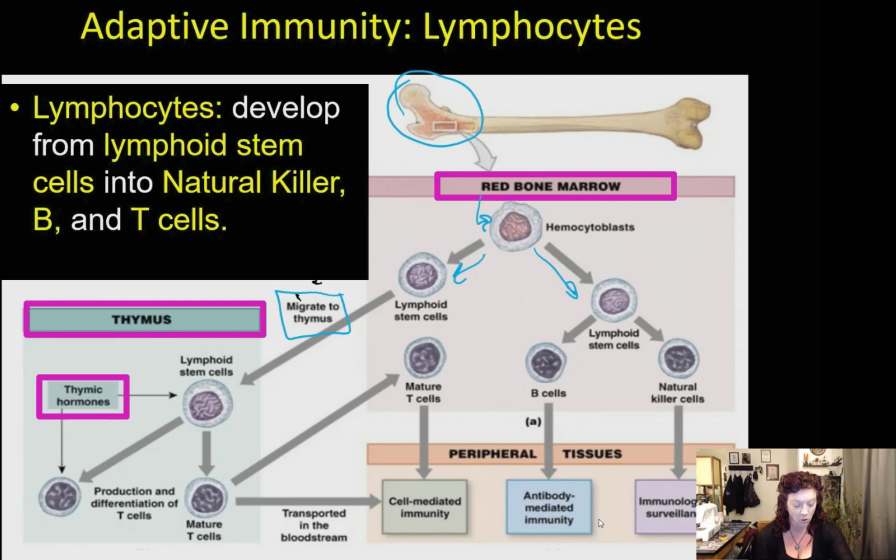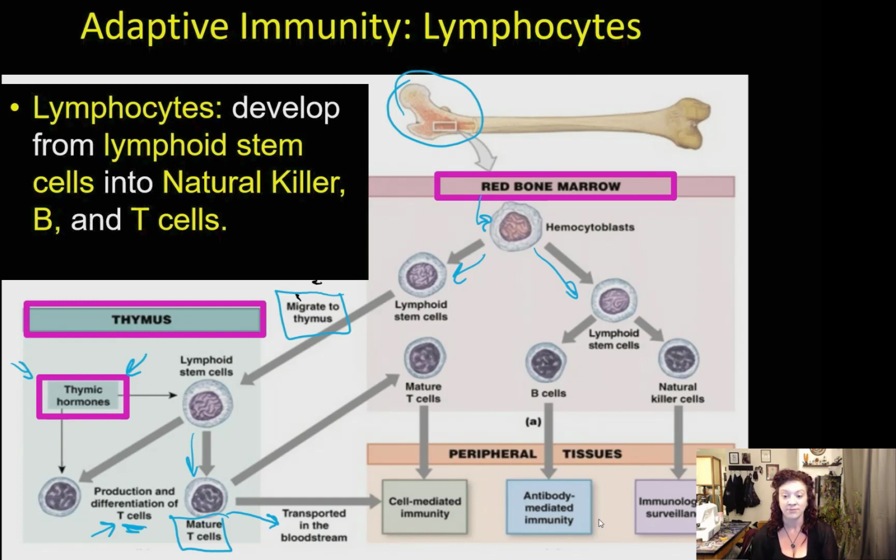Okay. Once in the thymus, this lymphoid stem cell is exposed to thymic hormones. And remember, hormones can trigger changes in cells. These hormones actually cause the production and differentiation of T cells. So it's exposure to hormones from the thymus that cause the lymphoid stem cell to turn into specifically our T cells. Okay. These T cells are then distributed into the bloodstream.